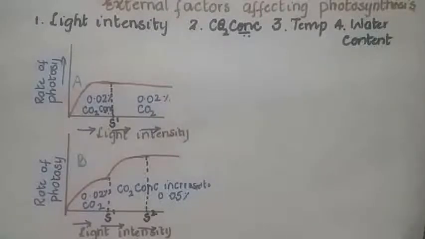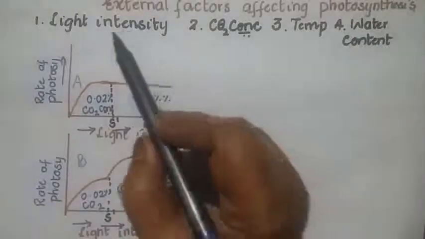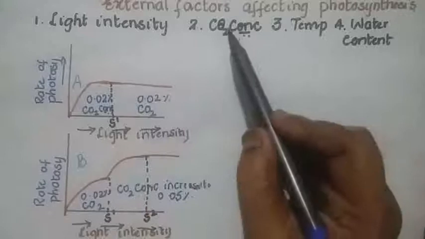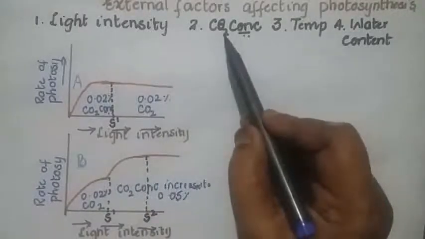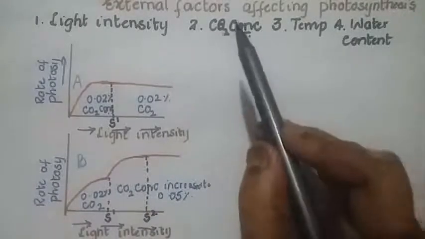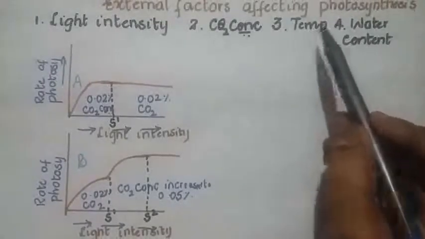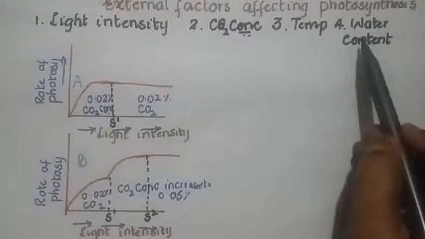Among the external factors, there are 4 different factors which affect the rate of photosynthesis, such as intensity of light, amount of carbon dioxide, or what we call carbon dioxide concentration, temperature, and water content in the soil.